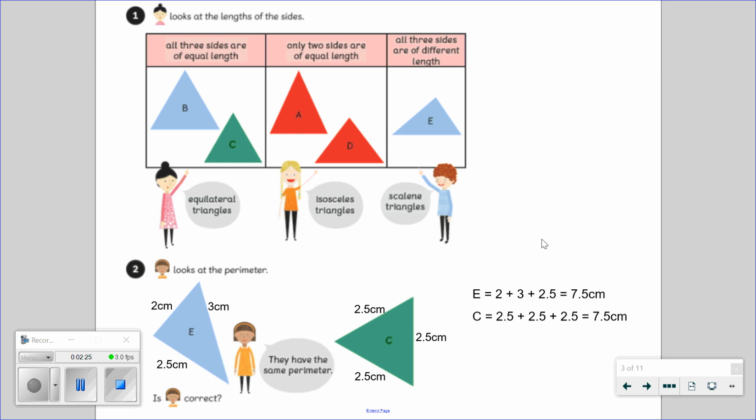Let's have a look. Here we can see that if we add up the lengths of triangle E, it has a perimeter of 7.5 centimetres. And if we add up the lengths of triangle C, it also has a perimeter of 7.5 centimetres. So Amira is right. Even though these are different types of triangle, they have the same perimeter.